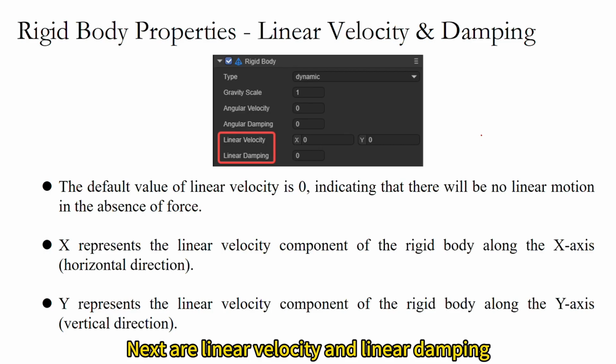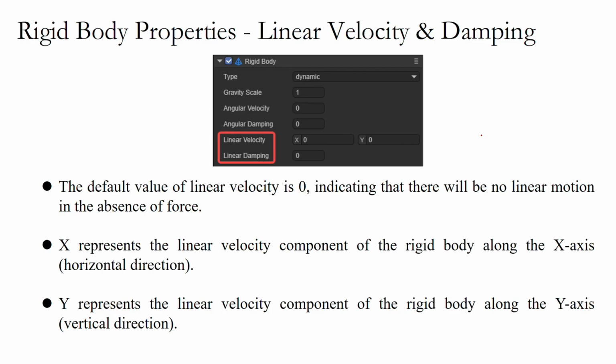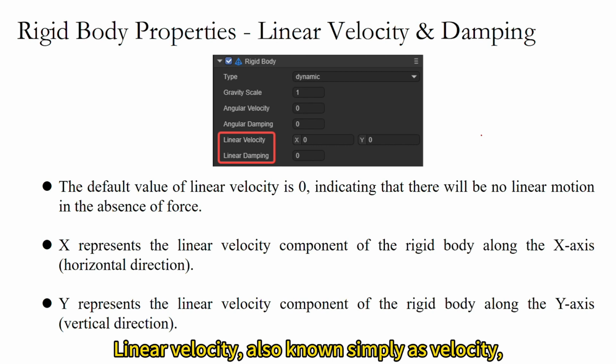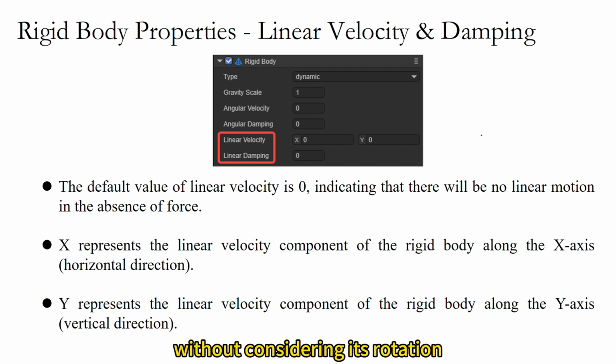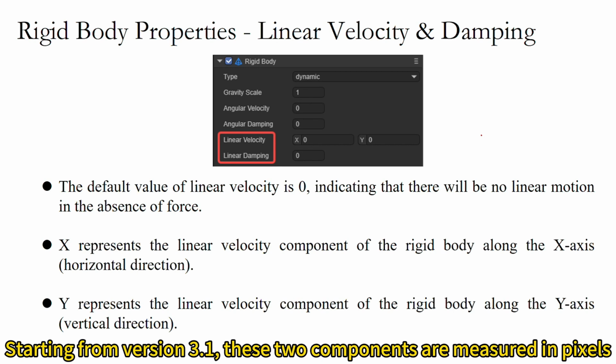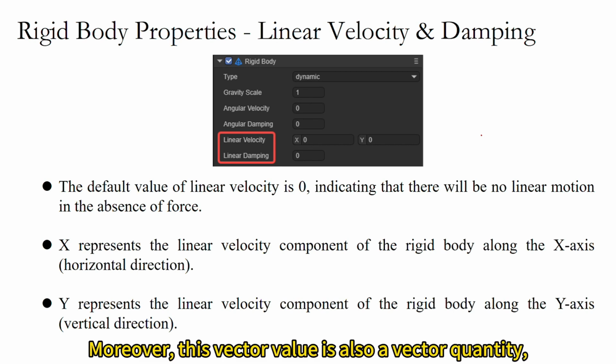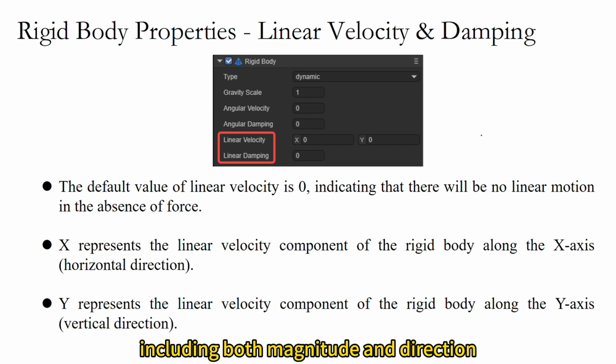Next are linear velocity and linear damping. Linear velocity, also known simply as velocity, refers to the speed at which a rigid body moves along a straight path, without considering its rotation. Starting from version 3.1, these 2 components are measured in pixels. Moreover, this value is also a vector quantity, including both magnitude and direction.